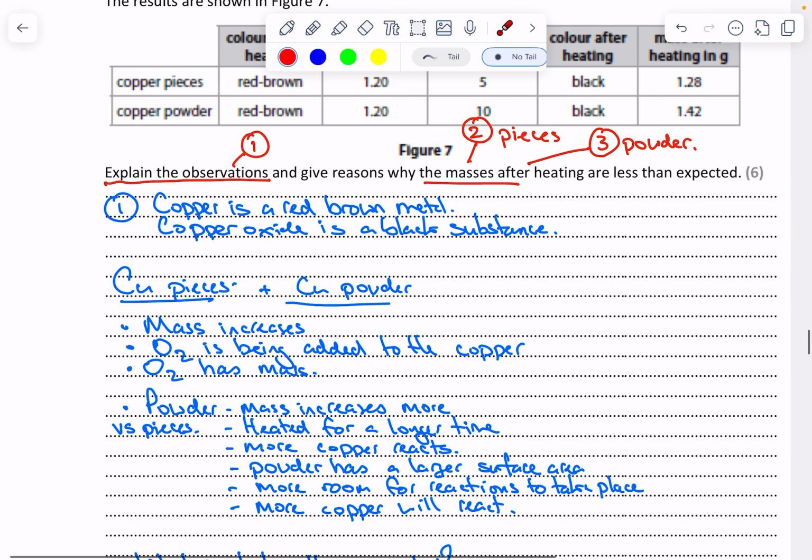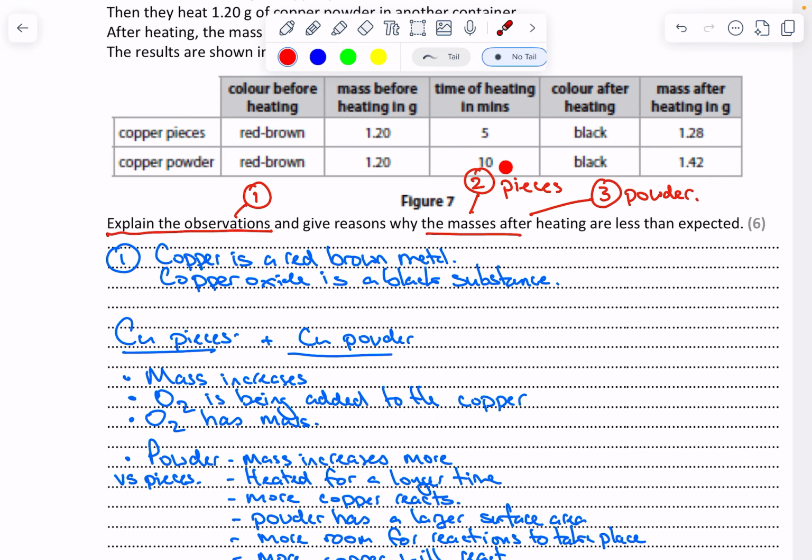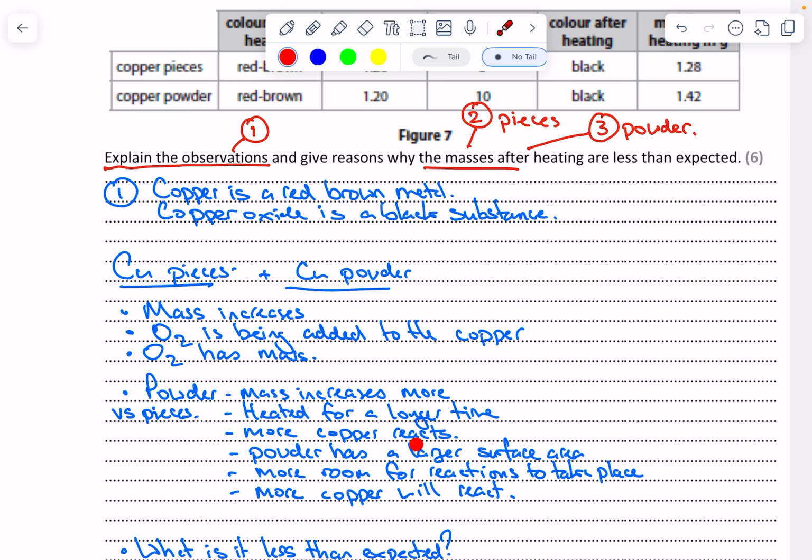Then we've got to look at why they are different. So powder versus pieces. The powder's mass increases more. Why? Because it's been heated for a longer time. The powder's been heated for 10 minutes, this has been heated for 5 minutes, and that means more copper can react. Also, the powder, because it's smaller pieces, has a larger surface area. Therefore, there is more room for reactions to take place, and more copper will react.